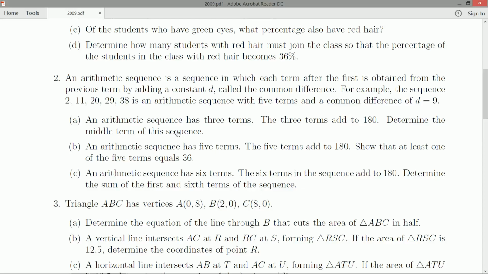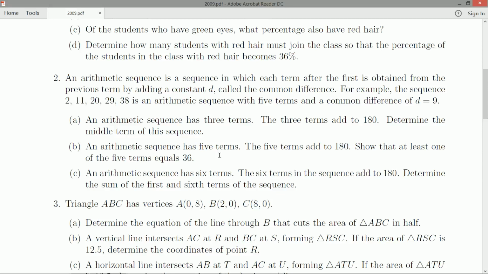Okay, so getting back to question 2, we've got B part here. An arithmetic sequence has 5 terms. The 5 terms add up to 180. Show that at least one of the 5 terms equals 36. Interesting. One of the 5 terms has to be equal to 36. So why 36? Well, what's the relationship between 36 and 180? And what about 5 terms?